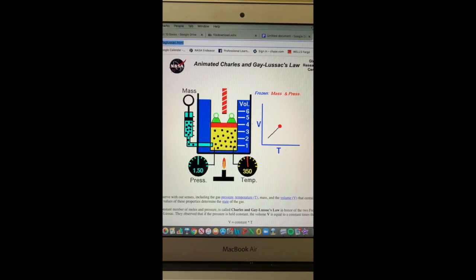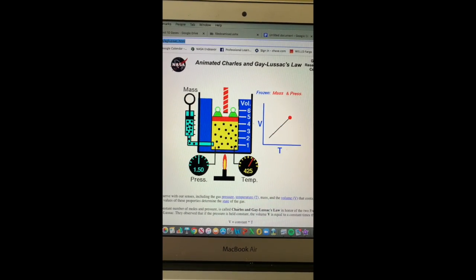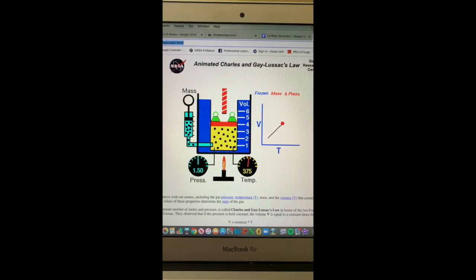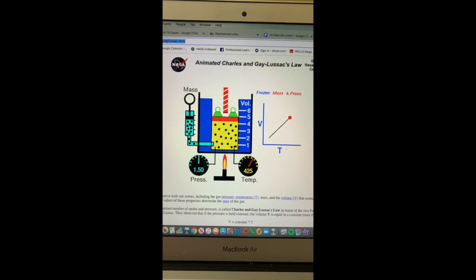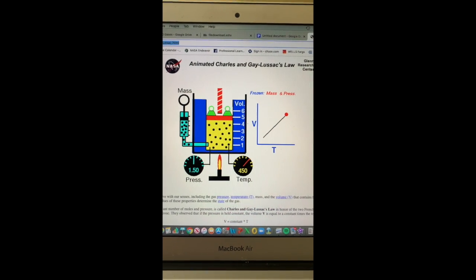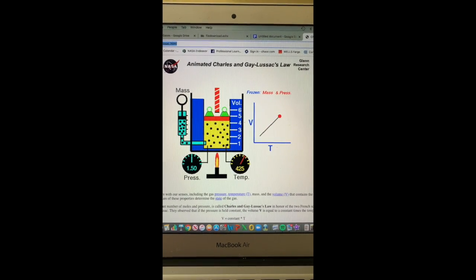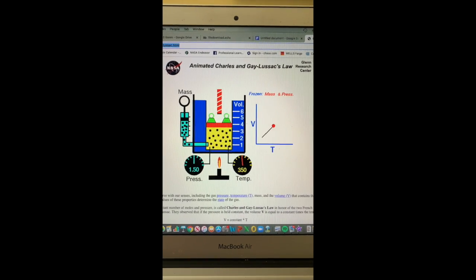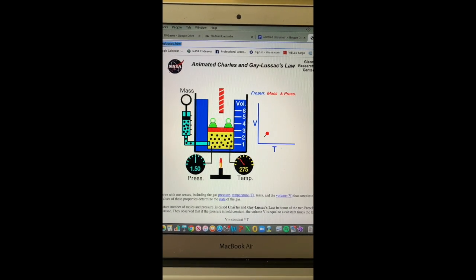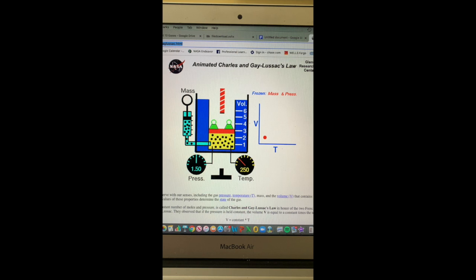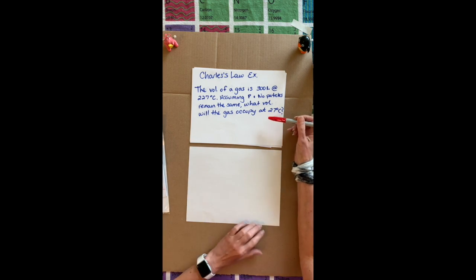So, what is the relationship between temperature and volume? In this demonstration from NASA, you will see that as temperature increases, volume increases. I hope that makes sense. If you increase the temperature of a gas, the particles are bouncing off of each other more rapidly. Likewise, if the temperature of a gas is decreased, then the volume of that gas will decrease as those particles get closer. Okay, so let's look at an example problem for Charles's law.